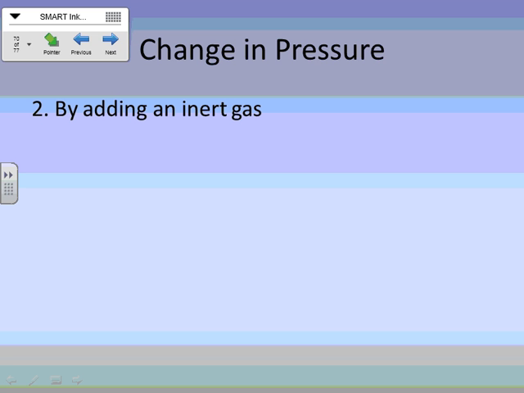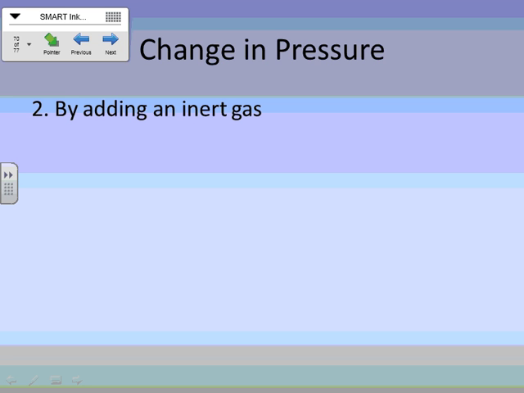Okay, another way that you can change the pressure is by adding an inert gas. That's going to change the overall pressure of the system. Okay. What effect do you think that has on the equilibrium? Now, but first of all, we need to talk about what's an inert gas. What do I mean when I say inert?